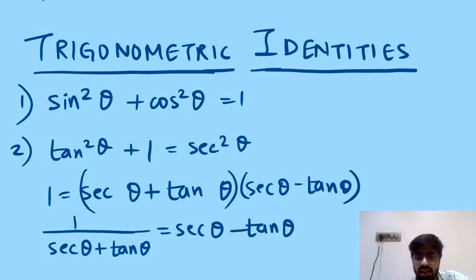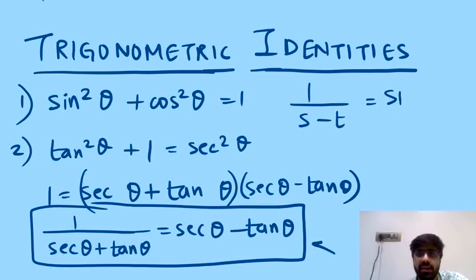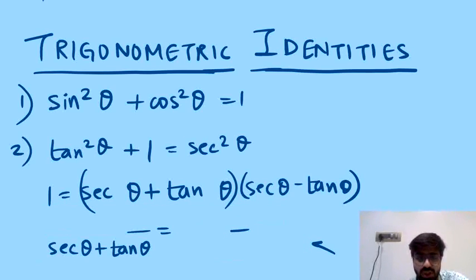So if you check this result carefully, you realize that sec theta plus tan theta and sec theta minus tan theta are reciprocals of each other. So every time you come across an expression of the type 1 upon sec theta minus tan theta, with the help of this result, you can easily write it as sec theta plus tan theta. Or if you come across 1 upon sec theta plus tan theta, you can write it as sec theta minus tan theta, because like we discussed, sec theta plus tan theta and sec theta minus tan theta are reciprocals of each other.